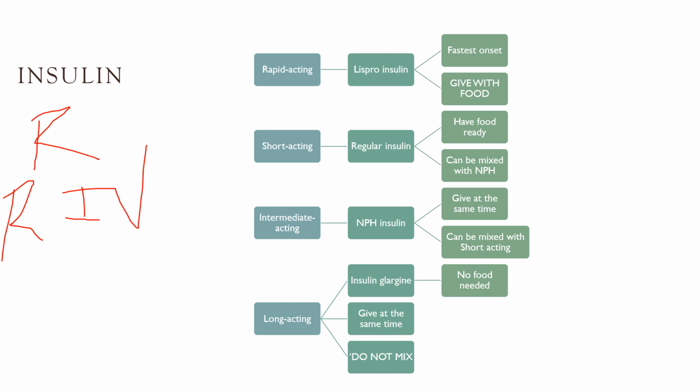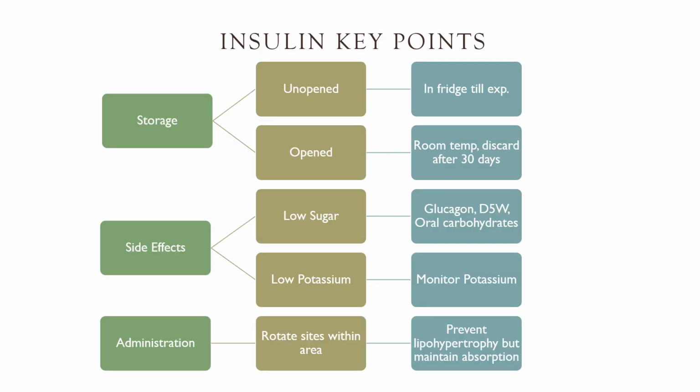And then we have our long-acting. This is going to be our glargine. We are going to want to give this at the same time every day. And long-acting insulin cannot be mixed with anything. It has to be given by itself. As far as storage and key points, when they are unopened, they can be kept in the refrigerator until the bottle's expiration date, printed by the manufacturer. When we have an open vial of insulin, it can be stored at room temperature and must be discarded after 30 days.